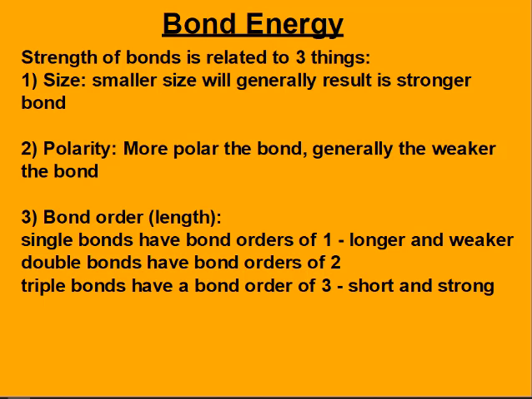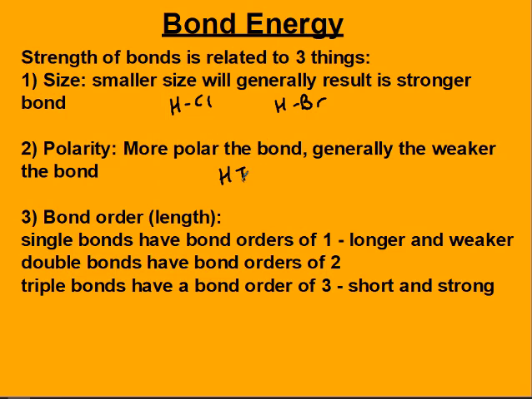We've talked about bond energy in Unit 6, but bond strength has to do with three things: size, polarity, and bond order. The smaller the size will generally result in stronger bonds. So previously we had said HCl versus HBr. We said HBr would generally be a weaker bond because chlorine is smaller, so the H and Cl can get closer together. Polarity, the more polar the bond, generally the weaker the bond.